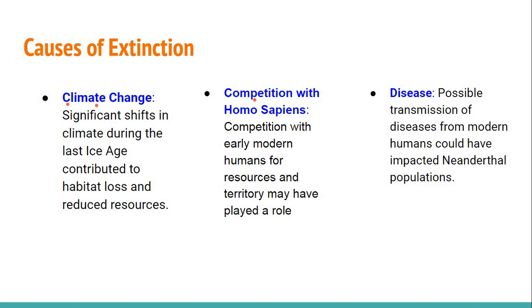Then competition with Homo sapiens. The competition with early modern humans for resources and territory may have played a crucial role in their disappearance. Possible transmission of diseases from modern humans could have impacted the Neanderthal population. So there is also a chance, because we have seen in the previous slide that Neanderthal DNA is more susceptible to certain diseases. So it is a possibility that when the Neanderthals came in contact with modern humans, certain diseases were transmitted to them, and because of which their population became extinct.